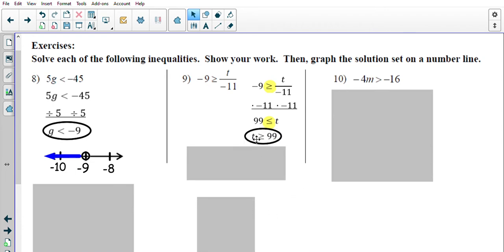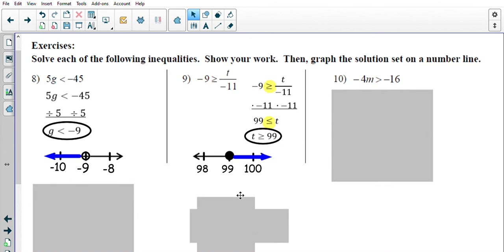We should still rewrite it with the variable on the left, but I do these in 2 separate steps because this highlighted part changes the meaning. I flipped only the symbol. From here to here, from this line to this line, the meaning stayed the same. I flipped everything around, which kept the meaning the same. So my final solution is t is greater than or equal to 99. Closed circle at 99, I shade to the right. Make sure you have that jotted down. That one's tough. All right, let's take a look at number 10.